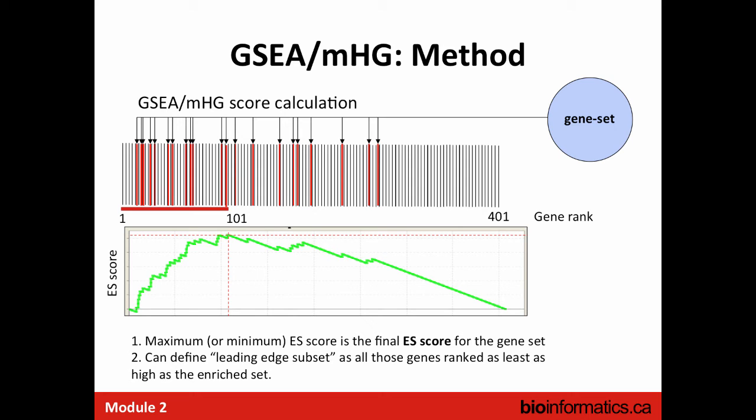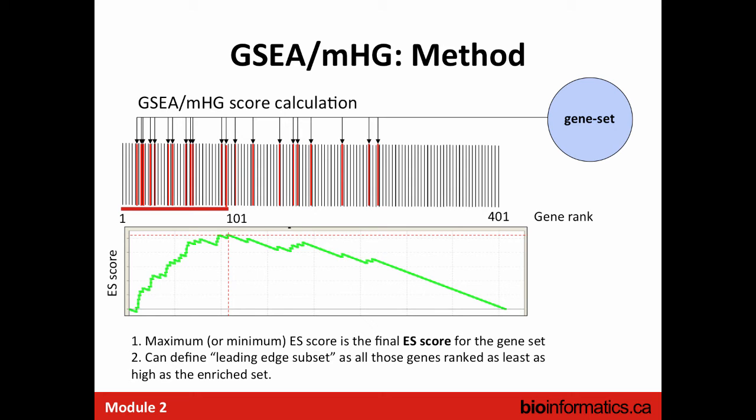The GSCA test is almost identical to the KS test, except they sometimes have this kind of weighting scheme that they think going up and going down near the beginning of the list or the end of the list is more important. So they take bigger steps at the beginning or at the end.